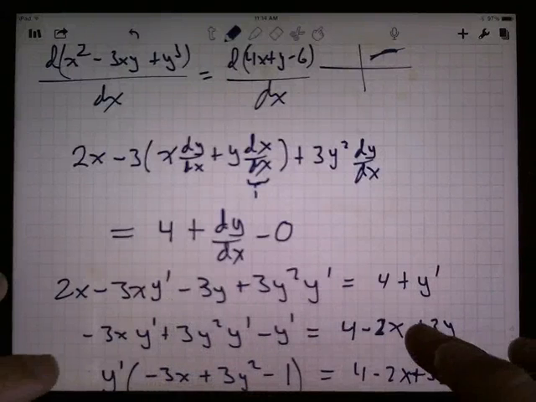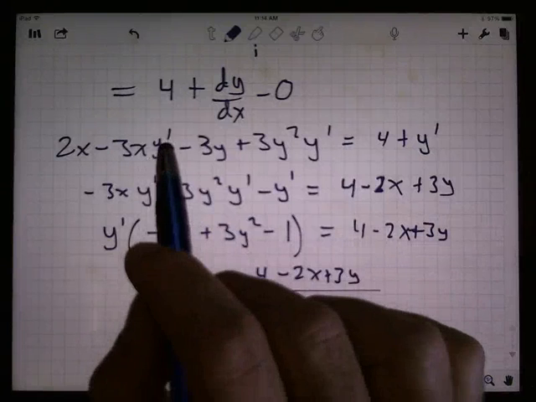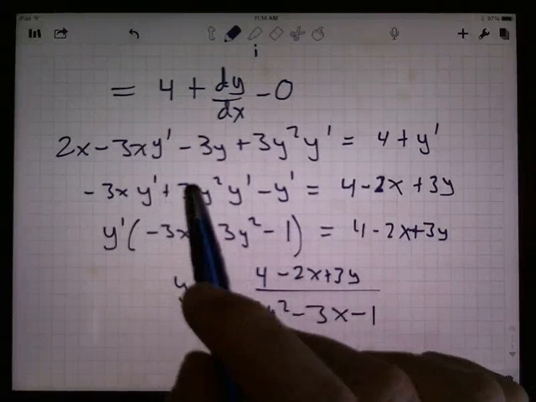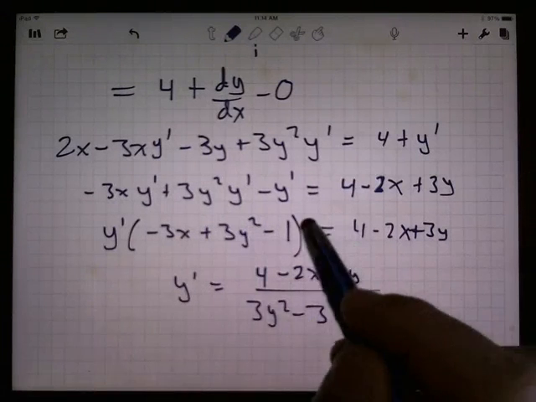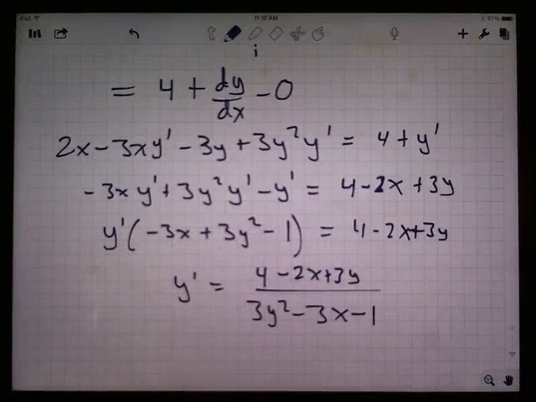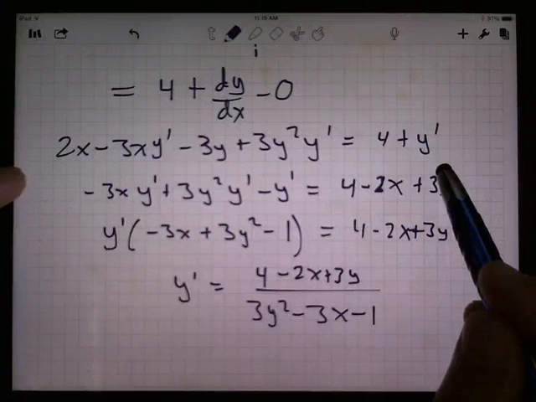So when you're solving for it, it's really pretty easy because you take all those factors that have a y prime in them and factor it out. You're never going to have y prime squared that you have to mess with. It's always just y prime to the first power. So you factor it out, there it is, and then you can divide by whatever that stuff is. It generally is pretty easy to solve for once you've implicitly differentiated.